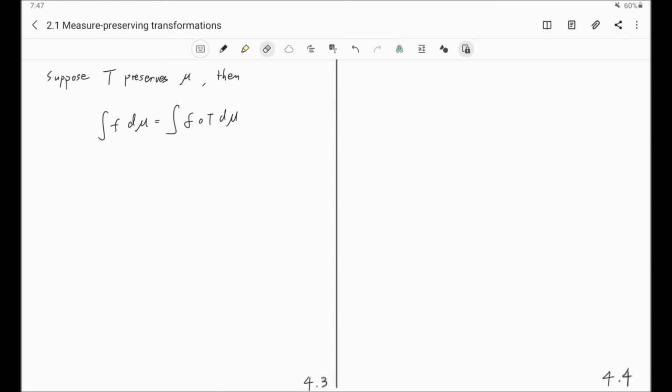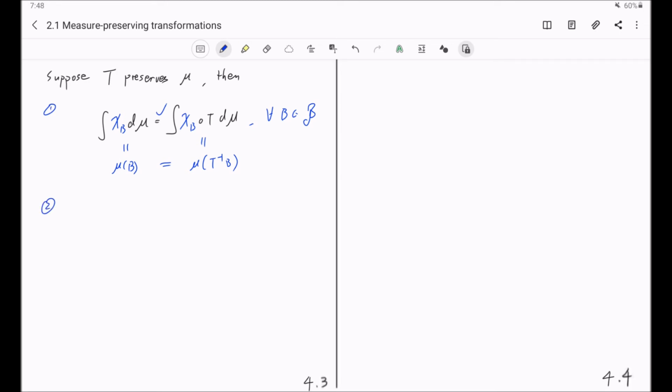The first thing we could do is prove this for indicator functions, where this b is taken from the sigma algebra. This is true because the left hand side is just mu of b, and the right hand side is just, you can easily see, mu of t inverse of b. And because we assumed that t preserves mu, then we know those two are equal. So this verifies it in the first step. So this is step 1.